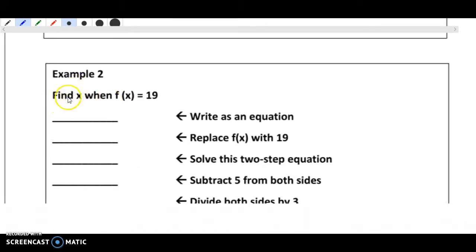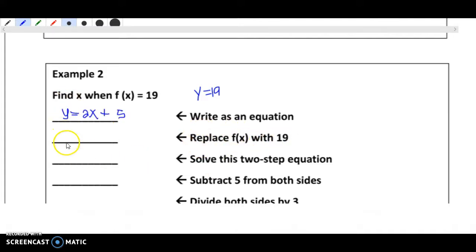In example 2, we're asked to find x when f of x is equal to 19. So ask yourself, are we looking for x or y? The answer is y is equal to 19 and we're looking for x. So let's write this as an equation first. Then we're going to replace f of x with 19.